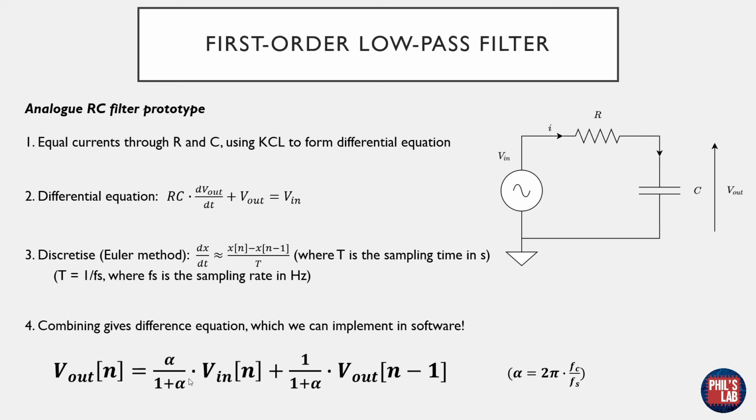Now I've written it in terms of alpha, alpha over 1 plus alpha, and 1 over 1 plus alpha, because these are recurring terms, and alpha is 2 pi times the cutoff frequency in hertz divided by the sampling frequency. If you remember, for RC filters, the cutoff, or the minus 3 dB point, is defined as Fc is 1 over 2 pi RC. So instead of using resistor and capacitor values, I'm just using a cutoff frequency, because it doesn't really make sense to do that in the digital domain. So alpha is 2 pi Fc over Fs.